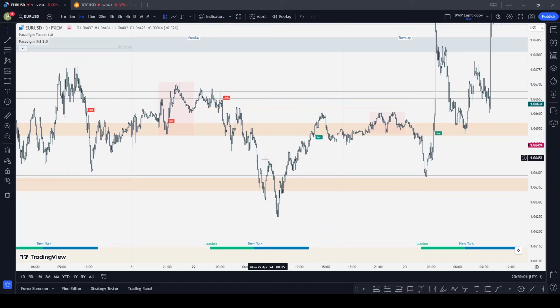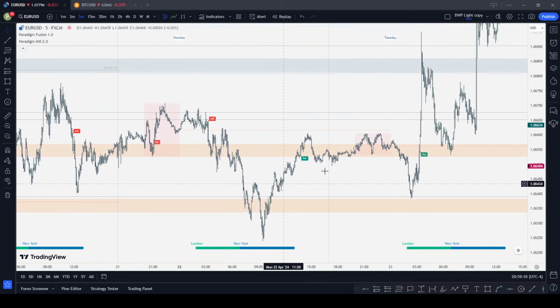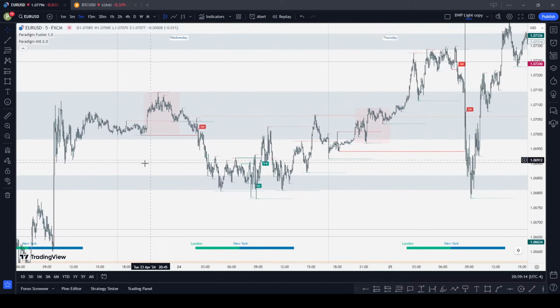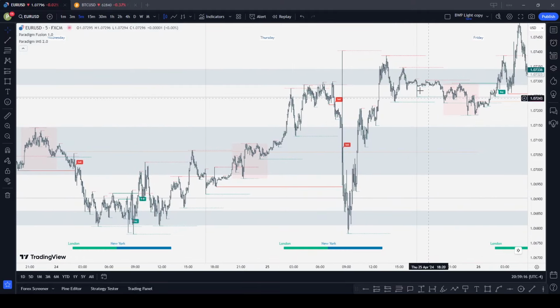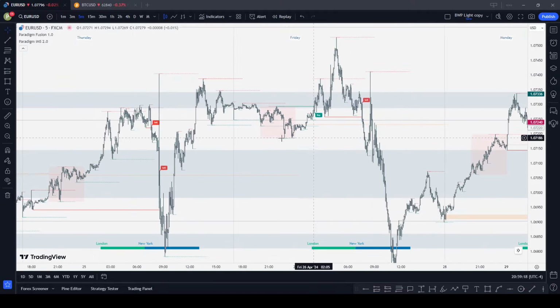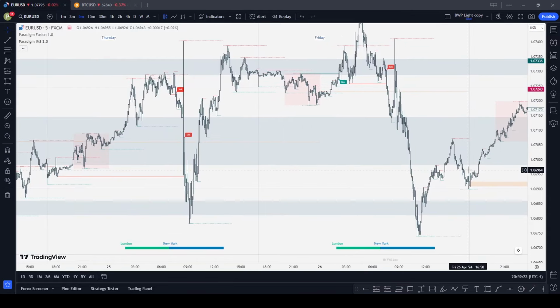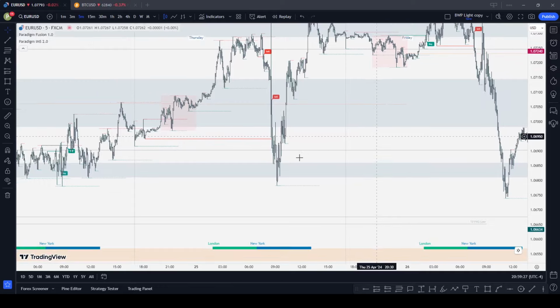This is an intermediate term high, liquidity sweep, market structure shift. So you could have gone long here and just simply held it till the end of the week, which is right here, I guess. Okay, so that's pretty much it.